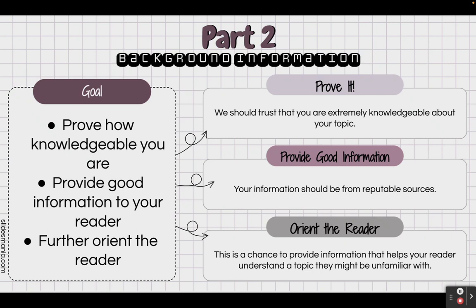So, this is a chance to provide information that helps your reader understand a topic that they might not be familiar with. You might be very knowledgeable about this topic, but you don't want to assume that your reader is.